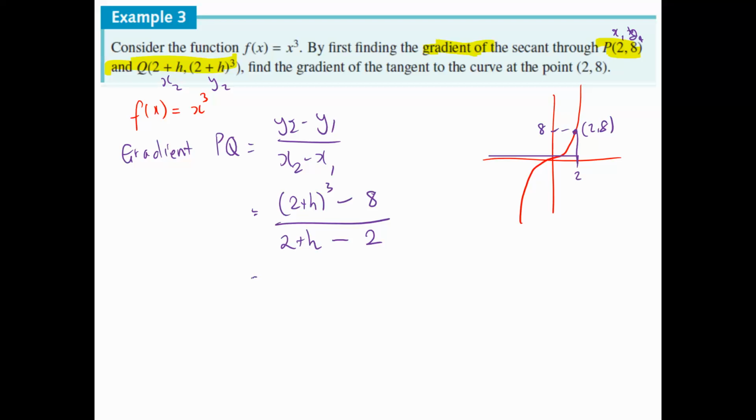Now, if you were to simplify this, the 2 cancels out with the 2. You get (2 plus h) cubed minus 8.